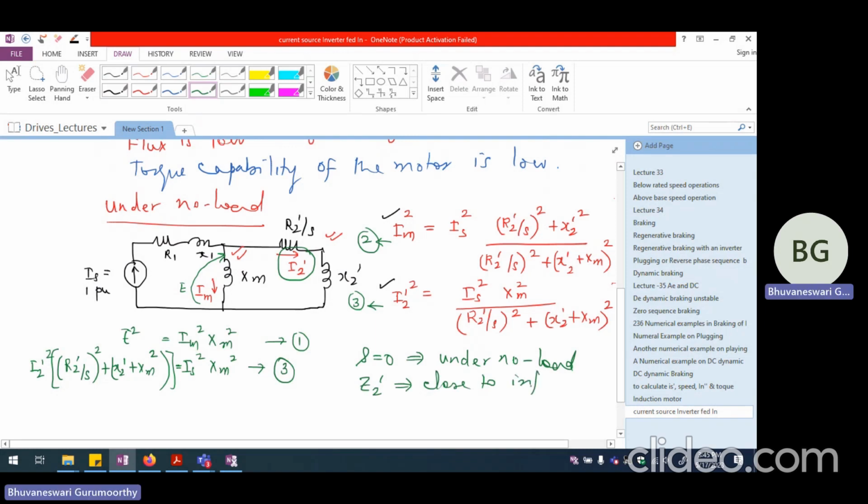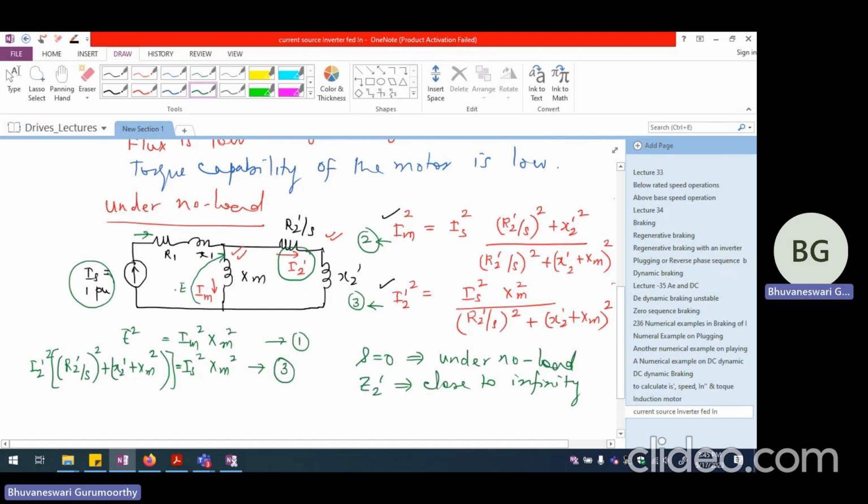Because of which the rotor current is going to become extremely small. If the rotor current is small, then the magnetizing current drawn will be the only current drawn from the stator side in the voltage fed case. Whereas in the current fed case, no matter what I am pumping in, 1 per unit of current, whether the motor is under no load or loaded condition, the current source does not care. It is going to supply 1 per unit of current.